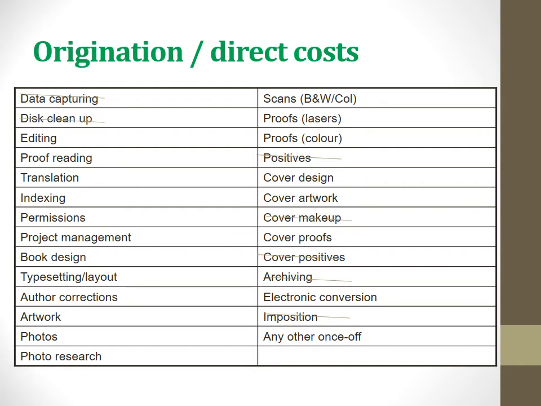Typesetting and layout, that is when you basically take the file and convert it into an actual book by setting up style sheets and doing a whole mock-up of the book electronically. Author corrections are usually worked out based on a percentage. We also include this as a cost, because sometimes authors tend to go over the amount of corrections that they're allowed to make. So this is also contractually stipulated, and we'll get to that when we do the contract as well.